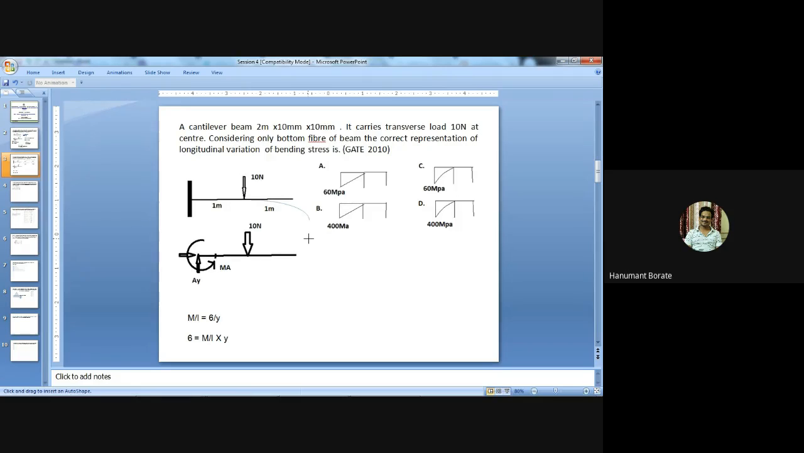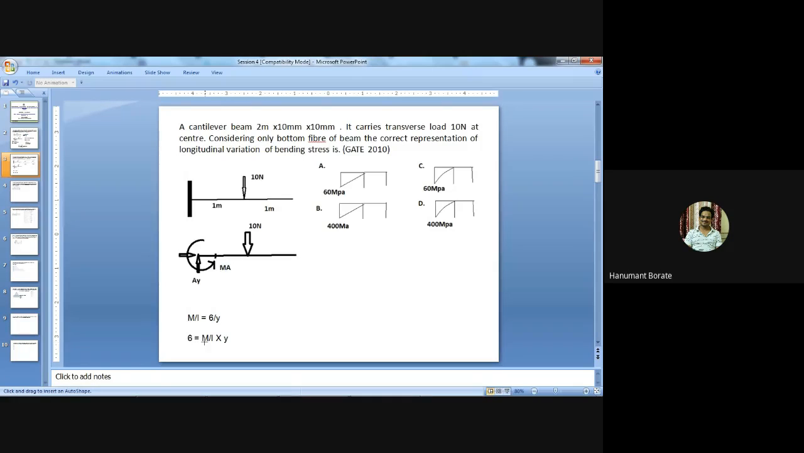So the upper fiber, the top part of the beam, is under tension, and the bottom fiber, the bottom layer of the beam, will be in compression, right? And the compression value we show behind the y-axis. Okay, I will show you.